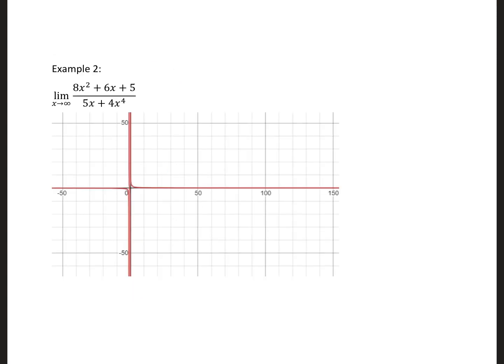In this scenario, the degree of the numerator is 2, and the degree of the denominator is 4. Since the degree in the denominator is larger, we expect this graph to go to 0. Notice how as I move out to the right, the function is really just basically on y equals 0. So that means as we go out to the right, the function is also going to 0 as well.